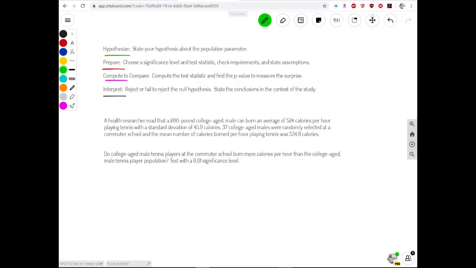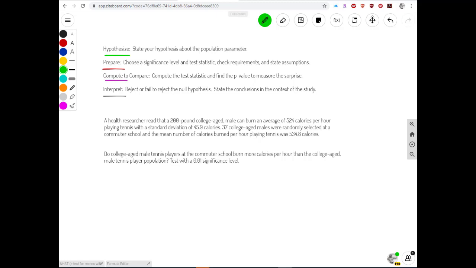So I have copied the information into Ziteboard. Remember, the Ziteboard information as well as the Google Slides are linked in the description box below. Another thing that you'll find in the description box is a document with common significance level ZCrits and also the normal distribution calculator that we found for free online. Awesome. So I'm going to go ahead and read the problem one more time to make sure that I understand it and I can get going on this.